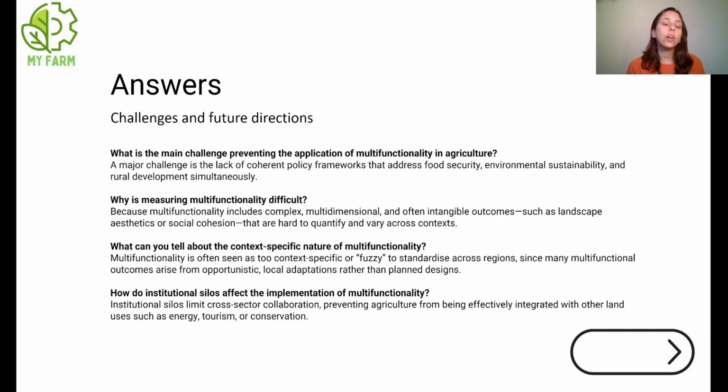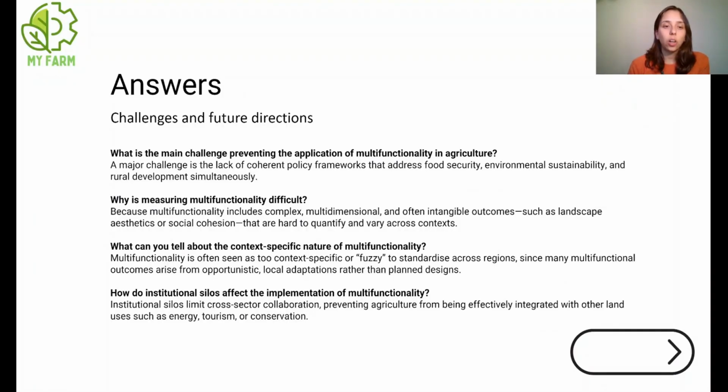Regarding the reason why it's difficult to measure multifunctionality, that's because multifunctionality includes complex, multidimensional, and often intangible outcomes, such as landscape aesthetic or social cohesion, that are hard to quantify and vary across contexts.